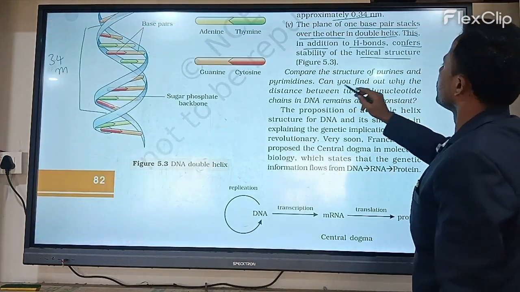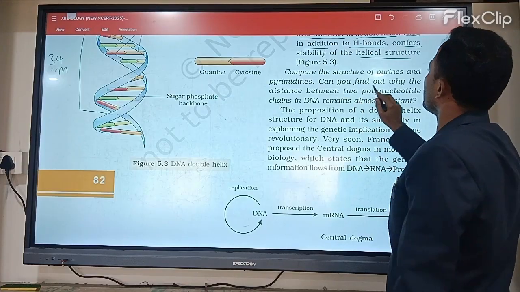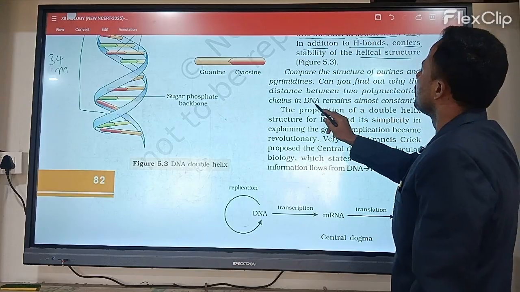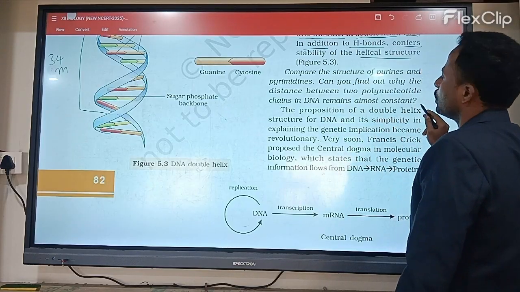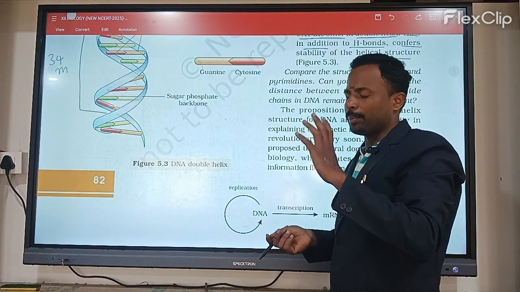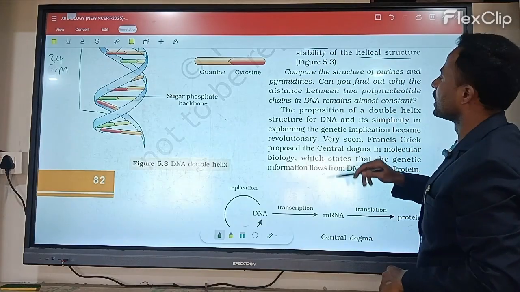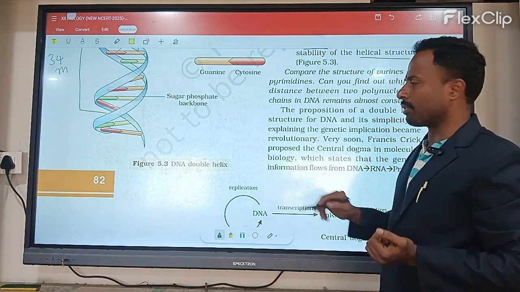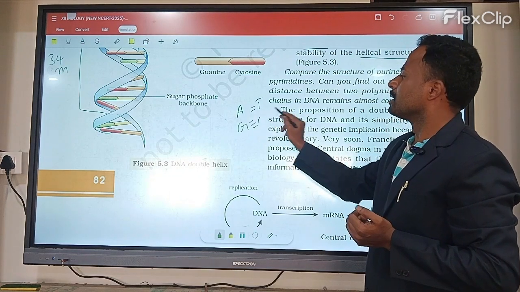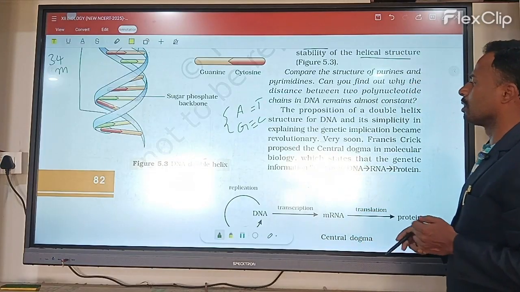Next, here they have given one question: compare the structure of purines and pyrimidines. Can you find out why the distance between the two polynucleotide chains of DNA remains almost constant? They are saying that a purine always binds with a pyrimidine. For that purpose the distance is constant, according to Erwin Chargaff's law. So adenine binds with thymine and guanine binds with cytosine. That is why it is constant, according to Chargaff's law.